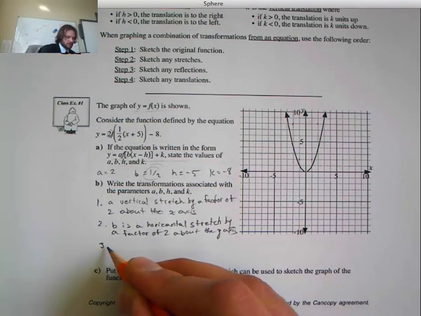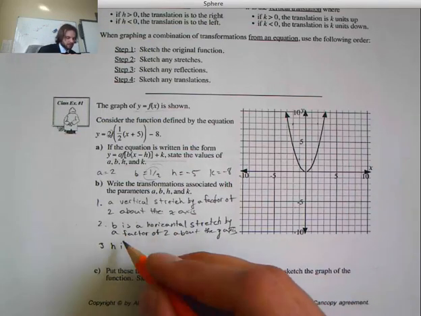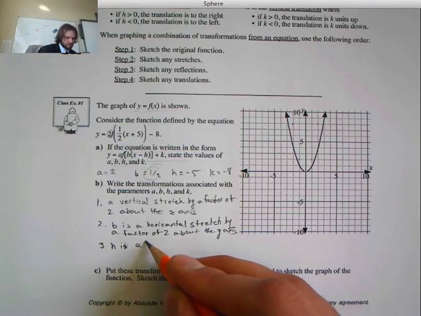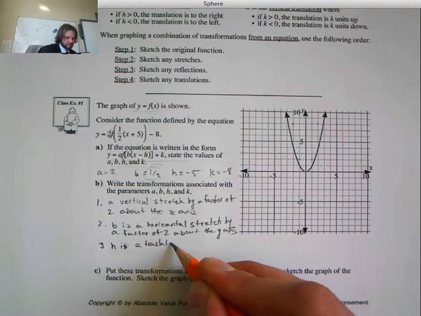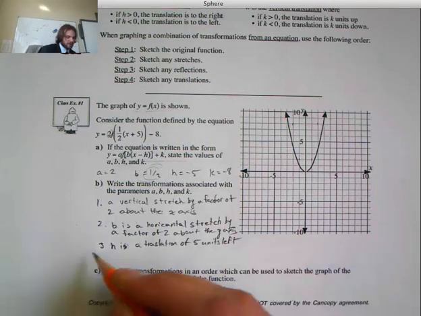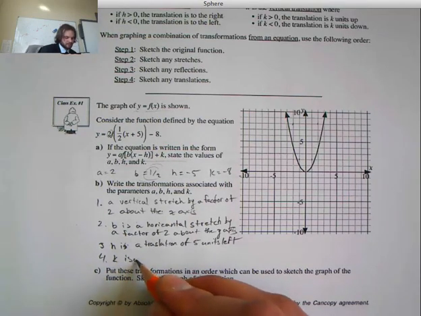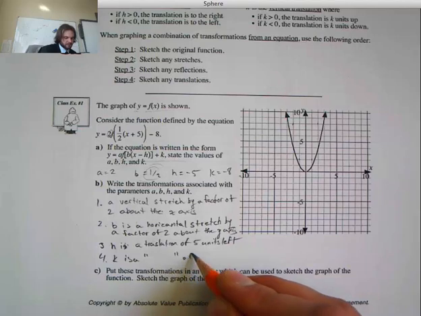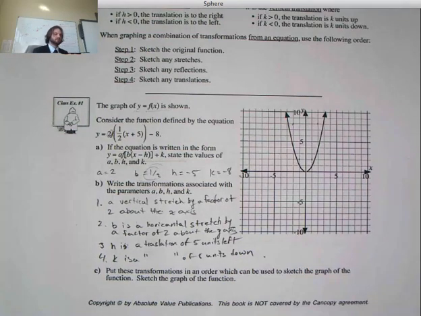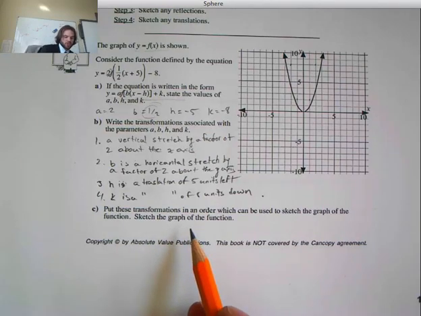Okay, and then now let's take a look at h. h is a translation of 5 units left. And the fourth one is k, a translation of 8 units down. Now, put this information in an order which can be used to sketch the graph.